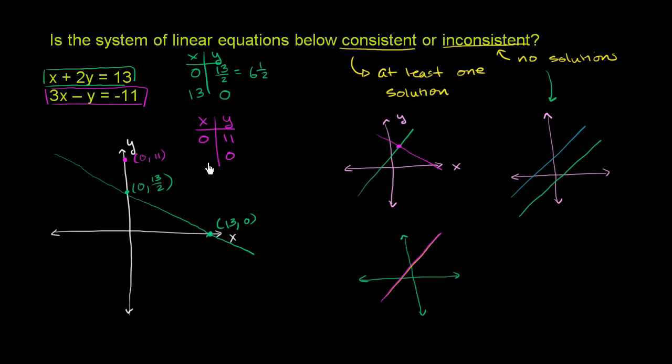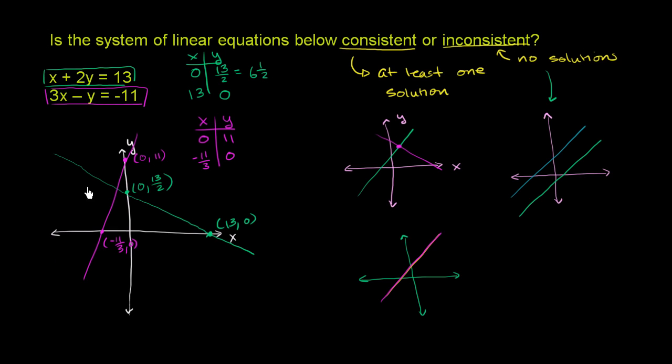And then when y is 0, you have 3x minus 0 is equal to negative 11, or 3x is equal to negative 11, or if you divide both sides by 3, x is equal to negative 11 over 3. This is the exact same thing as negative 3 and 2/3. So when y is 0, x is negative 3 and 2/3. It would be right about here. So this is the point negative 11/3, 0. And so the second equation will look something like that.